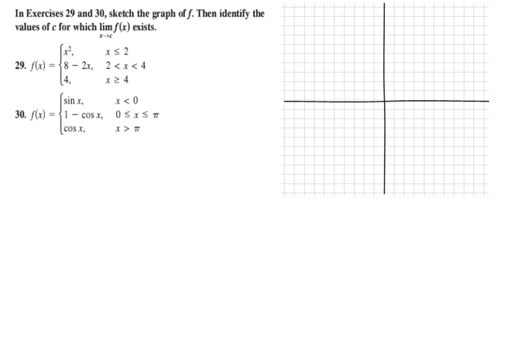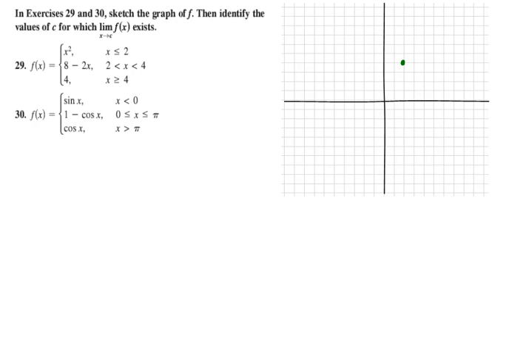Problems 29 and 30 are similar to problems 27 and 28, but we have to graph the graphs ourselves first. So what we have here is the piecewise function where f of x is x squared whenever x is less than or equal to 2. What you might want to do at that place is start at the ending point, which is x equals 2, and see what that graph would be. When x equals 2, f of x, or x squared, would be 4.